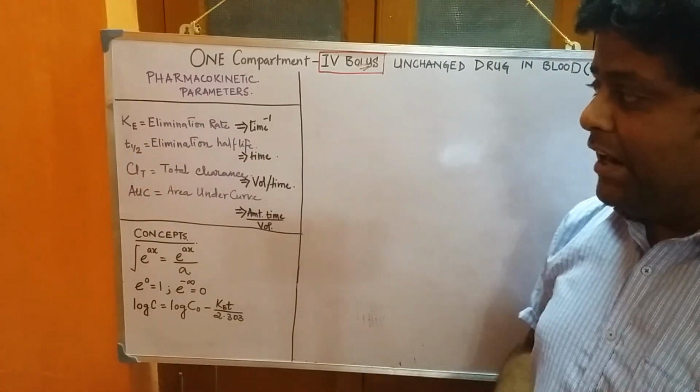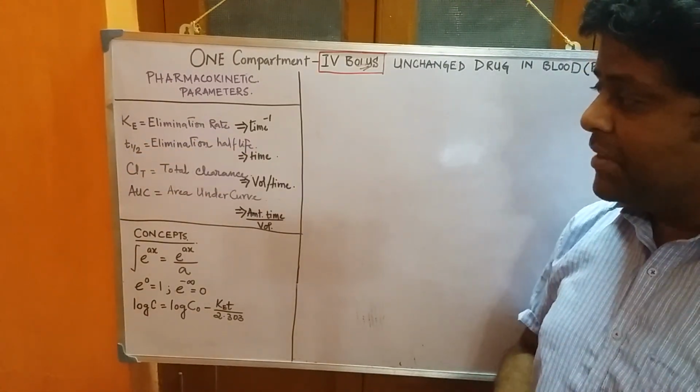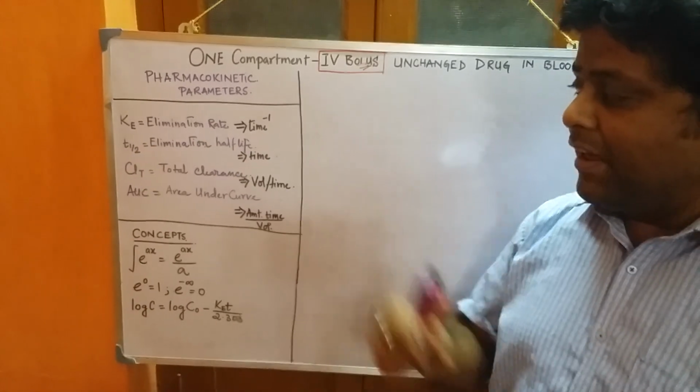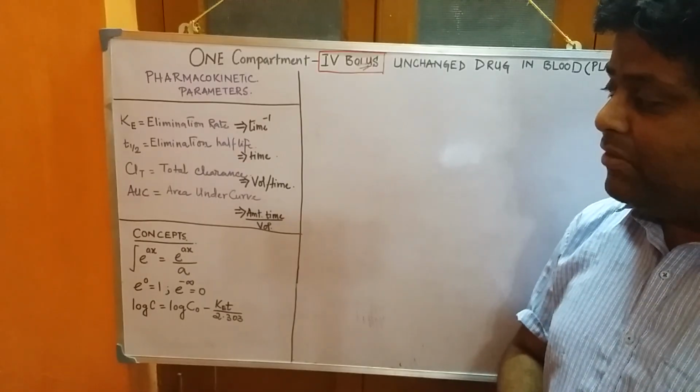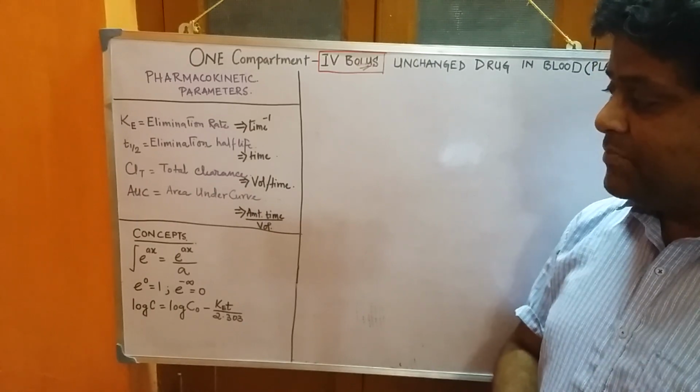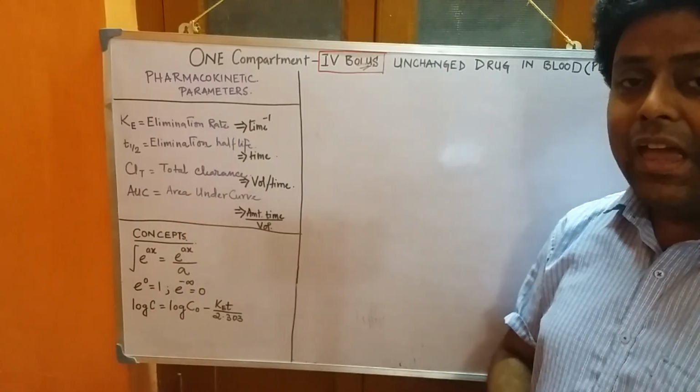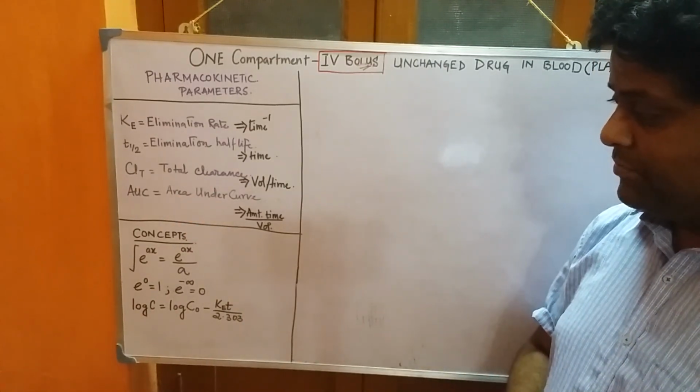Firstly, we have elimination rate constant. Secondly, we have elimination half-life. Thirdly, we have total clearance. And fourth, we have area under the curve.